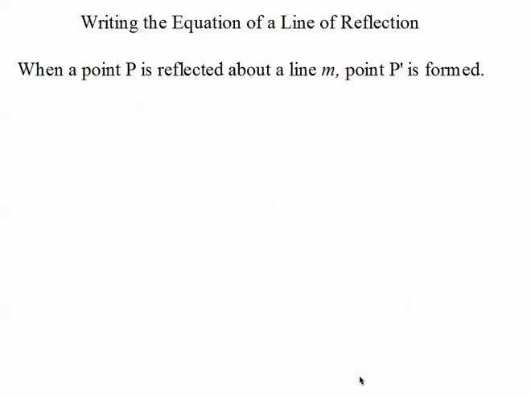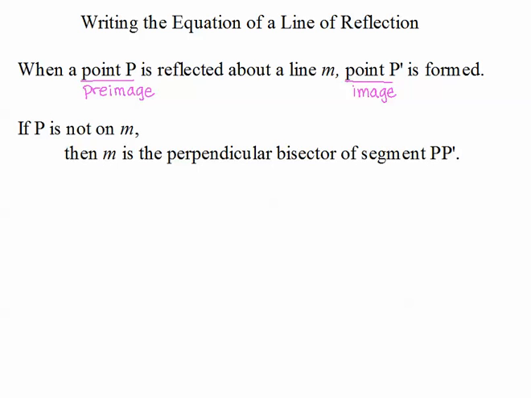When a point P is reflected about a line M, point P prime is formed. Now remember, that tells us something, that point P is the pre-image. It's the original point, and that point P prime is the image. It's the point that we get after we do the reflection. Alright, remember from the definition of a reflection, if that point is not on line M, it's not on the line of reflection, then M is the perpendicular bisector of segment P P prime.